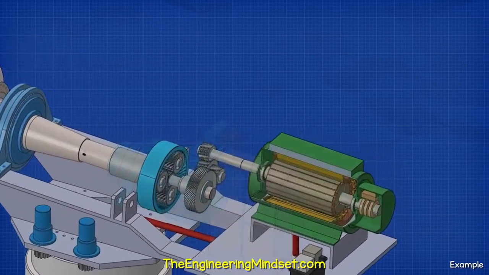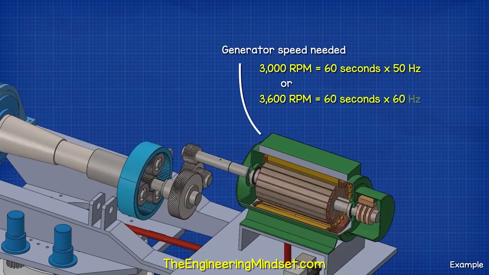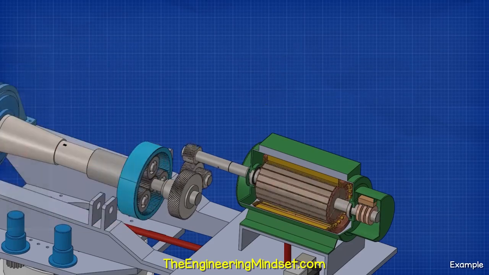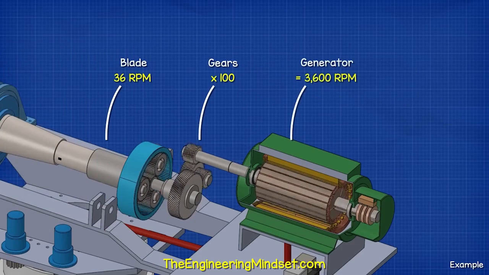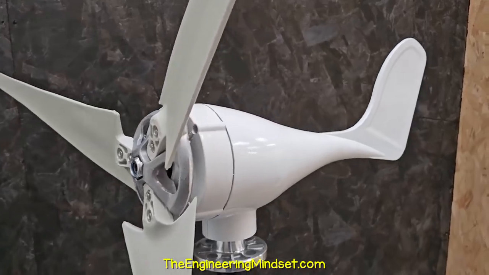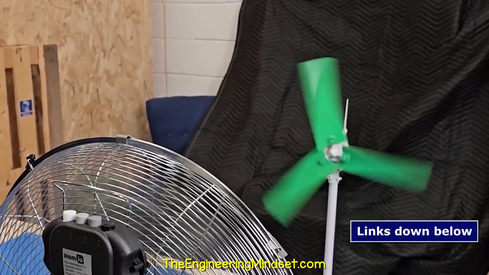Additionally, the generator needs to rotate at a certain speed to produce 50 or 60 Hz electricity, which will be supplied to our homes. The gearbox increases the speed, so the rotor doesn't need to rotate very fast to achieve this. Small wind turbines have a large tail fin, which allows them to align their blades into the wind.